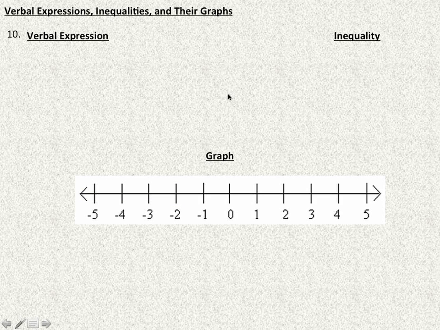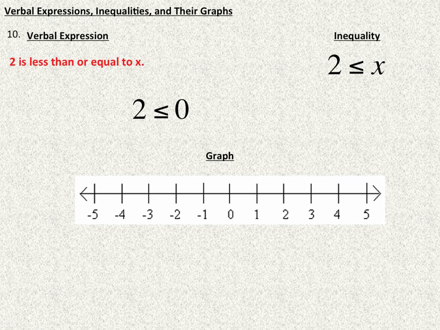All right, here we go. Number 10. What do we got here in 10? They gave me this inequality: 2 is less than or equal to x. Okay, well, try a number. Try numbers for x. So put in 0. Did it work? Well, is 2 less than or equal to 0? 2 is not less than 0, so it did not work. Is 2 less than 1? No. So 1 did not work.